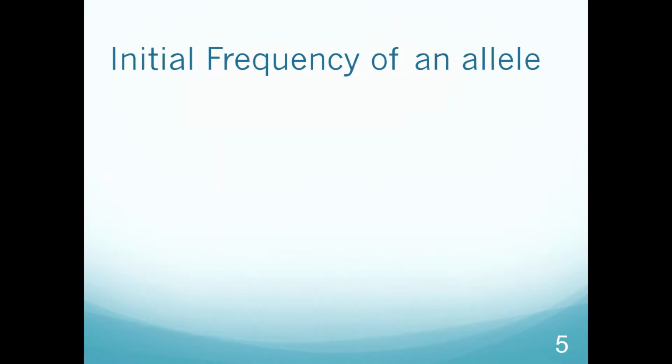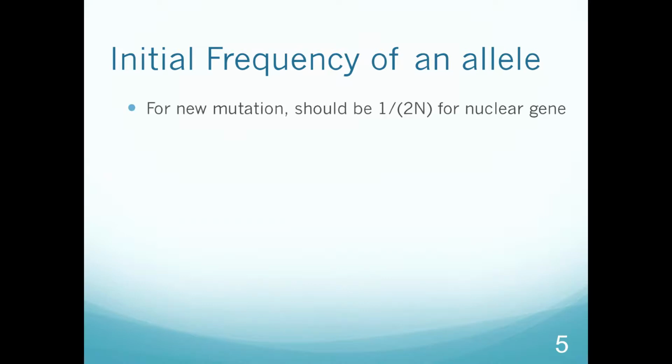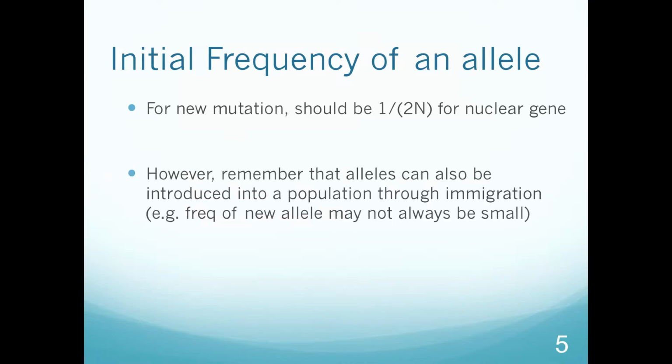Any new allele that's introduced by mutation into a population will typically have an allele frequency of 1 over 2n, where n is the size of the population. So 1 over 2n for a nuclear gene. Remember, though, that alleles can be introduced into a population through immigration. So new alleles don't always have to arrive due to mutation.